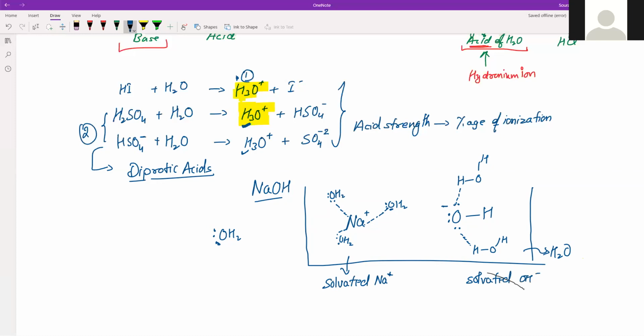When an aqueous solution of sodium hydroxide is mixed with an aqueous solution of some acid, for example hydrochloric acid, the reaction that occurs is actually between the hydronium ion and the hydroxide ion. They react and form your final product. So this Na and Cl remain. Actually, what will react? This and this, they will react.